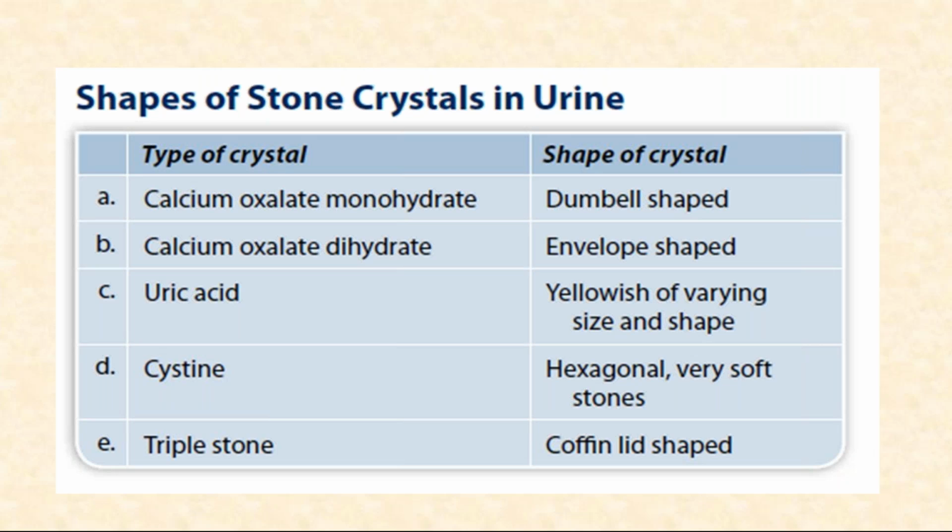The shape of the crystals you can also easily remember. Suppose it is calcium oxalate, it is a monohydrate or a dihydrate. If it is a dihydrate, it is envelope shaped in color. If it is a monohydrate, dumbbell shaped. You can easily remember: dumbbell means both sides, one side a nodule, the middle a rod, another side a nodule, just like a dumbbell. Mono is dumbbell. Dihydrate is envelope shaped.